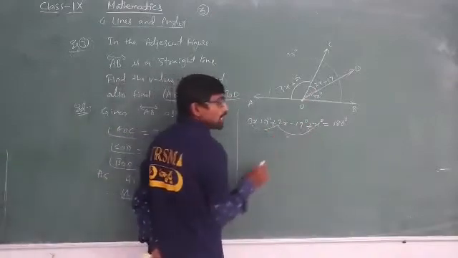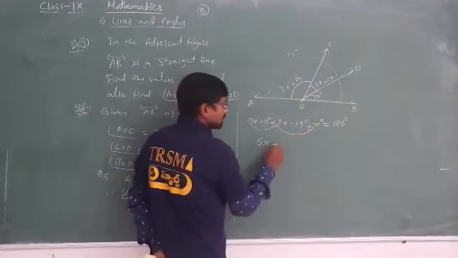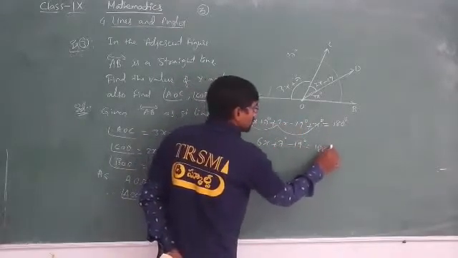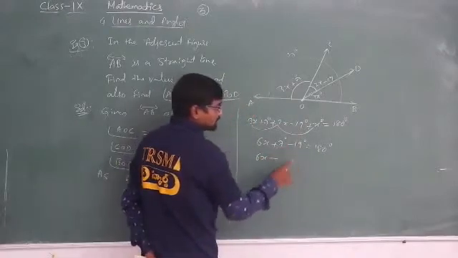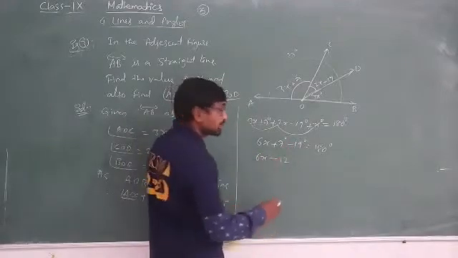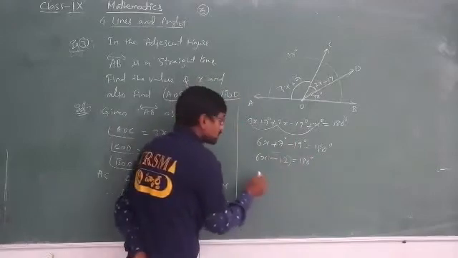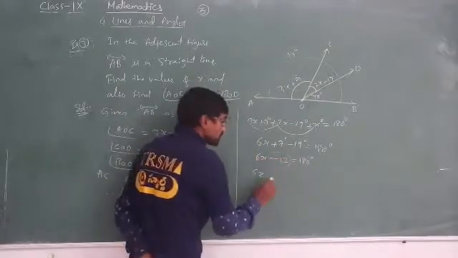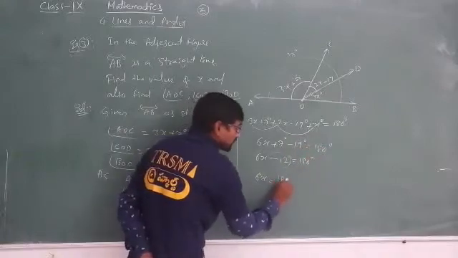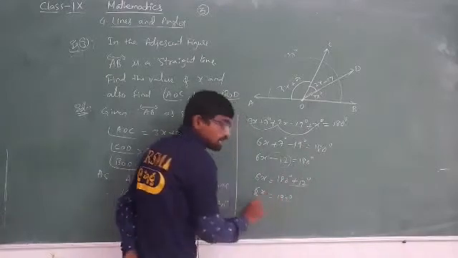Here I will add the like terms. What are the like terms? 3x, 2x, x: 3 plus 2 is 5, 5 plus 1 is 6x. Then plus 7 minus 19 is equal to 180 degrees. So 6x minus 12, because 19 minus 7 is 12, and the bigger number has the minus sign, so I get negative. So 6x minus 12 equals 180 degrees. Using the additive inverse of minus 12, which is plus 12, I add 12 on both sides: 180 plus 12. So 6x is equal to 192 degrees.